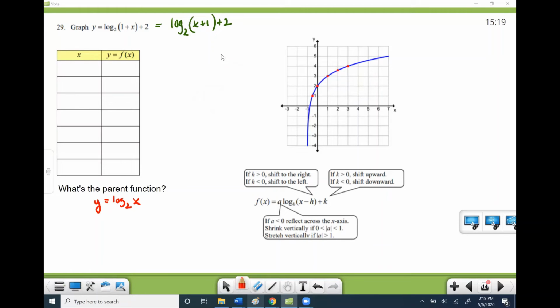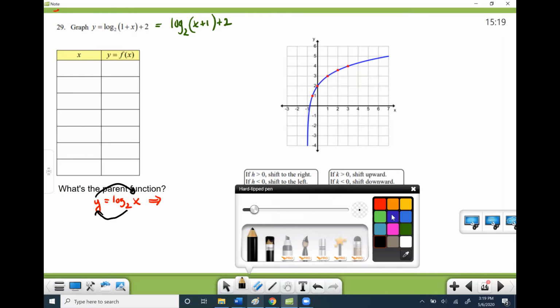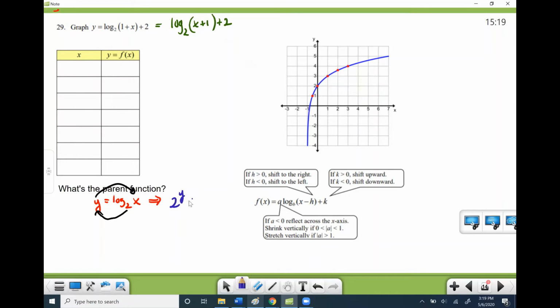Okay, so step 1, we don't like 1 plus x. We like x plus 1 better. Step 2, what would be the parent function of all this madness? Like, what's the simpler one? Oh, it's just log base 2. Now we're going to rewrite this guy as an exponential. So it's going to be using the hook method. 2 to the y power equals x.